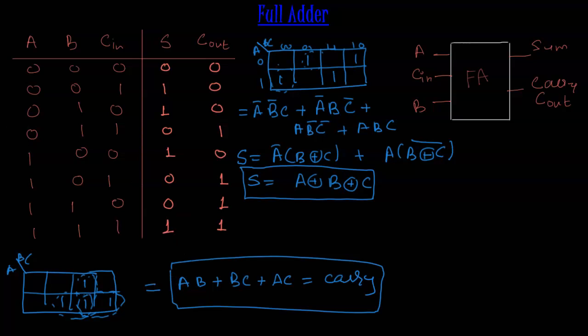So we can see that if we want to construct the circuit diagram of a full adder, we can see that we need one big XOR gate with 3 inputs A, B, C, and then for carry we need 3 AND gates because A dot C, B dot C, A dot B, and we need one OR gate to add all of this together. So let us see how to construct the circuit diagram of a full adder.